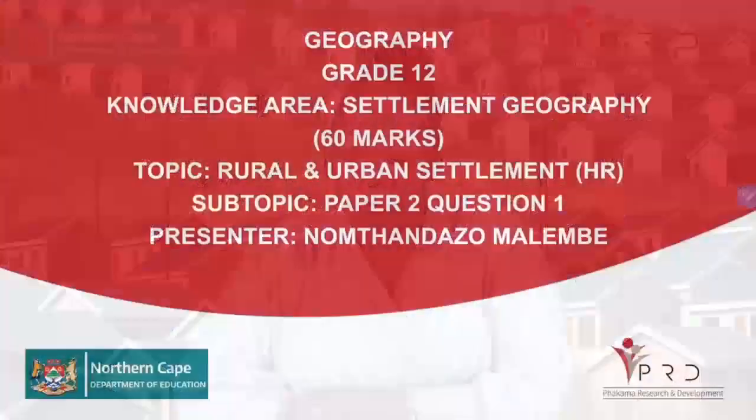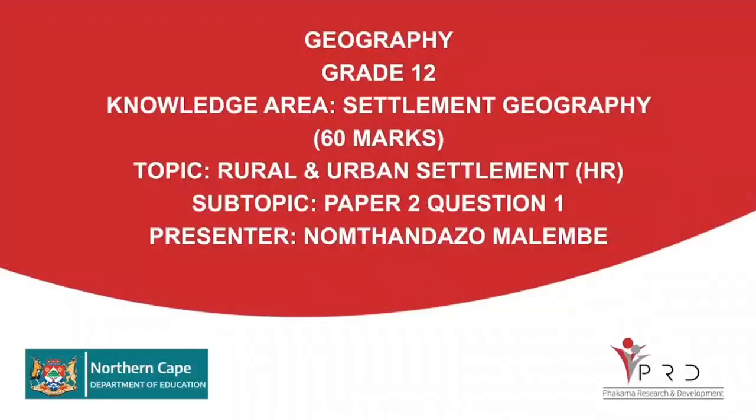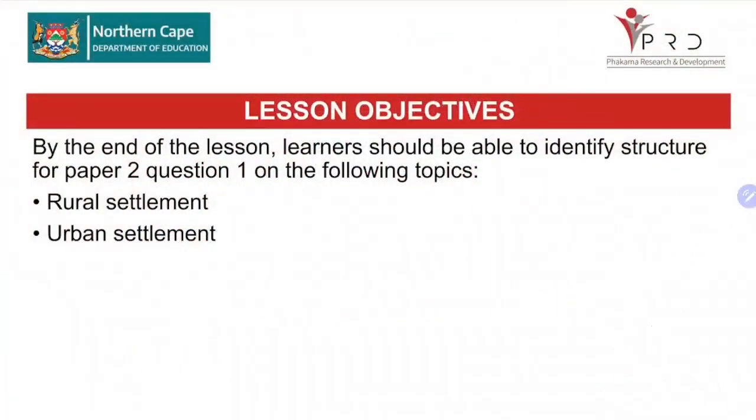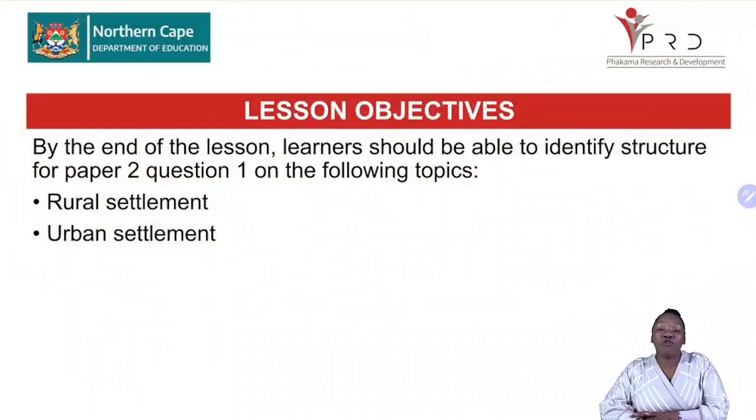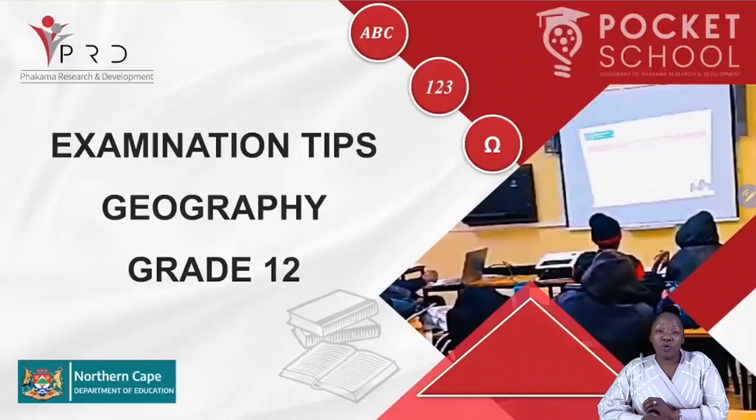My learners, today we are focusing on revision paper 2. We're going to focus on question 1. But before we start with our revision, I just want us to go through our lesson objectives, which means by the end of this lesson, learners, you should be able to focus on the rural settlement questions as well as your urban settlement. Then we just want to go through the exam tips so that you will be ready and well equipped for the question paper.